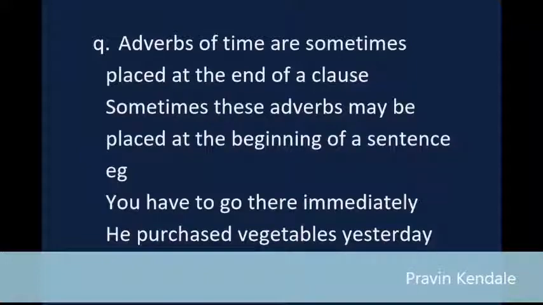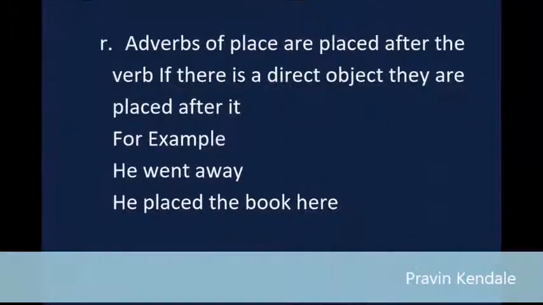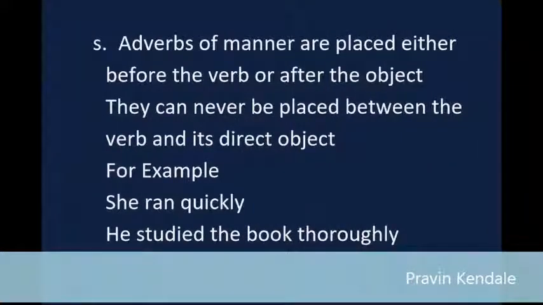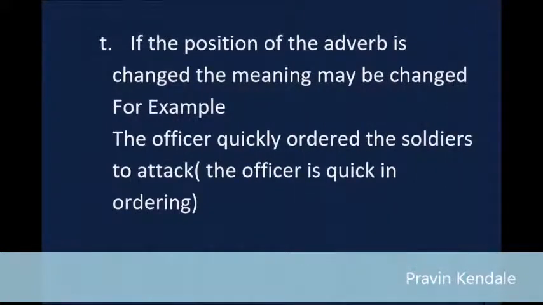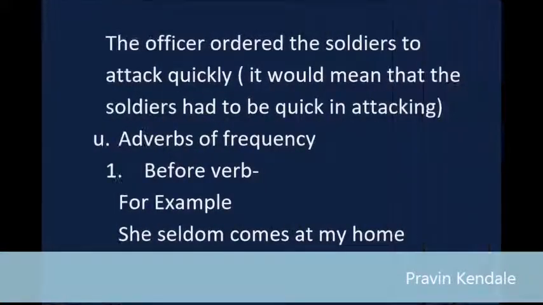Adverbs of manner are placed either before the verb or after the object. They can never be placed between the verb and its direct object. For example, she ran quickly. He studied the book thoroughly. If the position of the adverb is changed, the meaning may be changed. For example, the officer quickly ordered the soldiers to attack. The officer is quick in ordering. The officer ordered the soldiers to attack quickly. It would mean that the soldiers had to be quick in attacking.